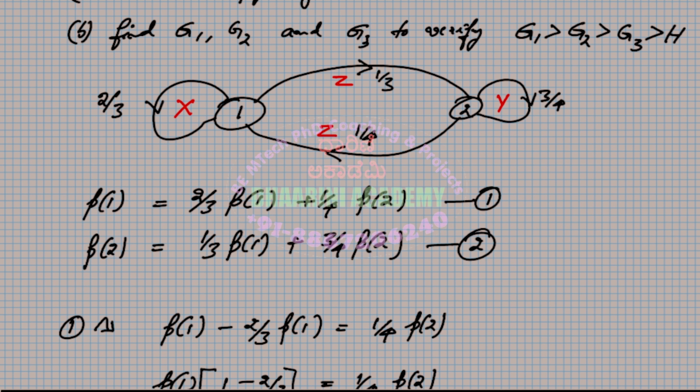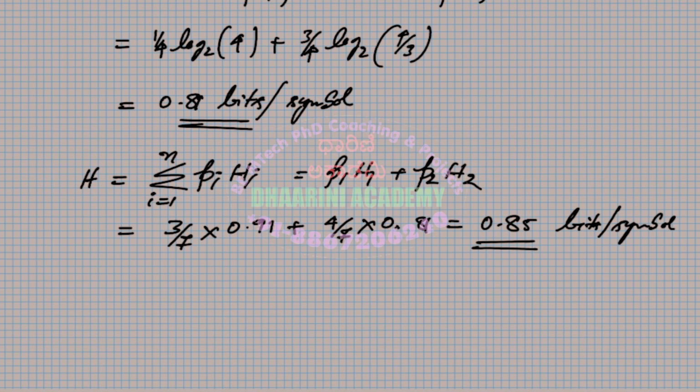So X will be coming whenever you are jumping from state 1 back to state 1. If it is jumping from state 1 to state 2, then we are trying to produce Z as a symbol. If you are in state 2 and you come back to state 2, then we are trying to generate Y as a symbol. So the 2 to 1 jump will generate the symbol Z.